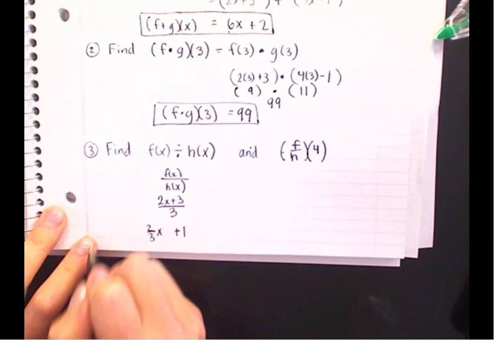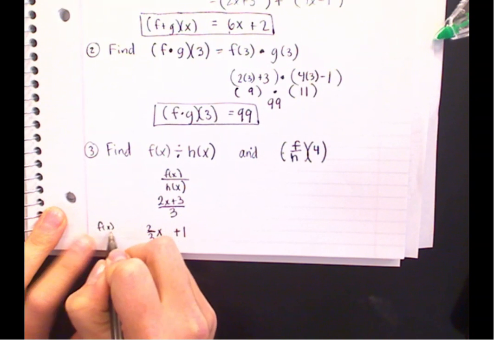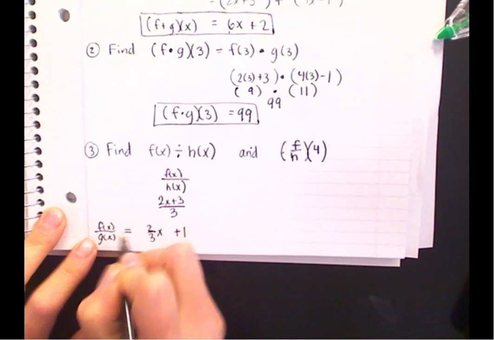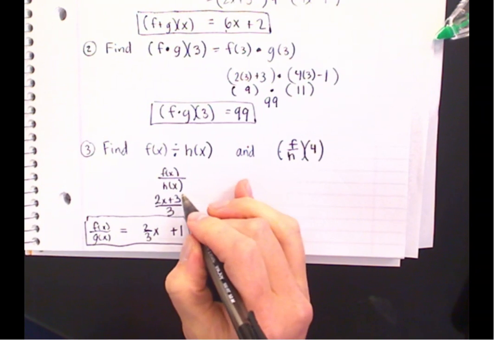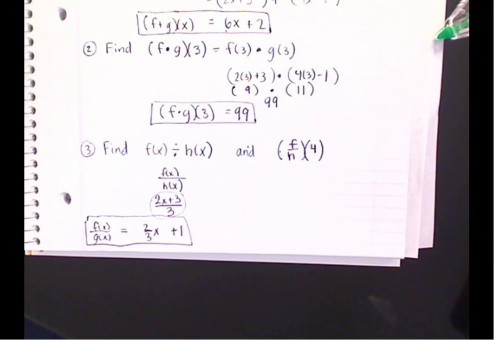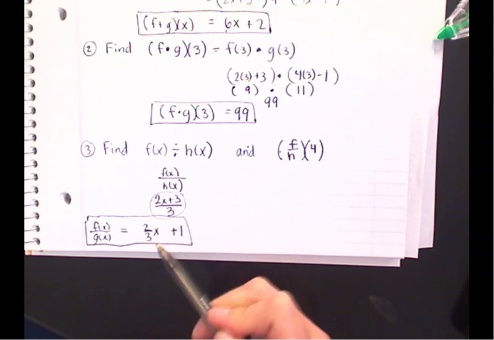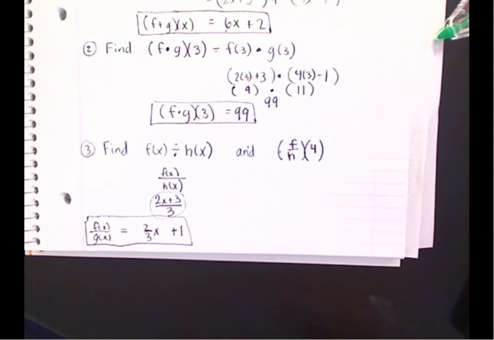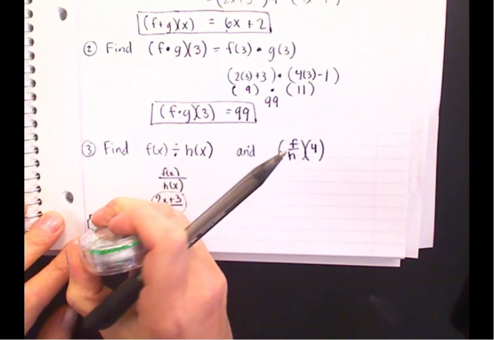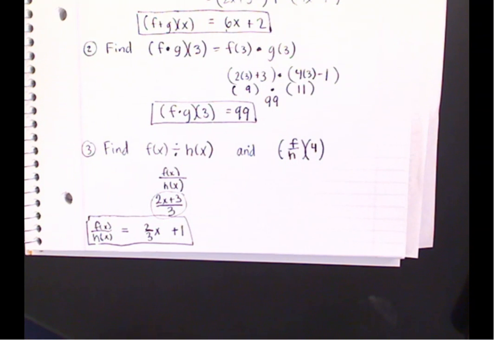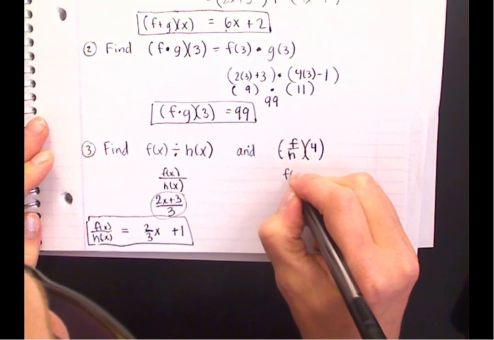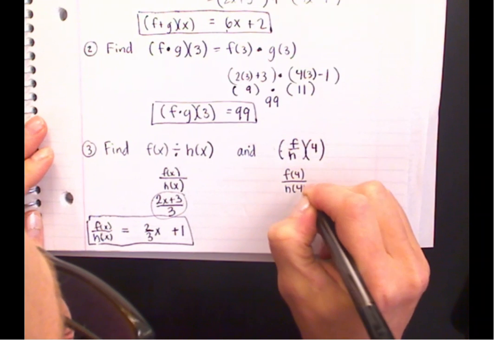So, f of x divided by h of x equals 2/3 x plus 1. Would I accept it like this? Sure. I would take it both ways, especially because only one of the parts reduced. If they both reduced, I would expect you to reduce. Oh, sorry, thank you. H. Yes, that is not f over g. All right, let's do the second one. This time you got a number: f of 4 over h of 4.